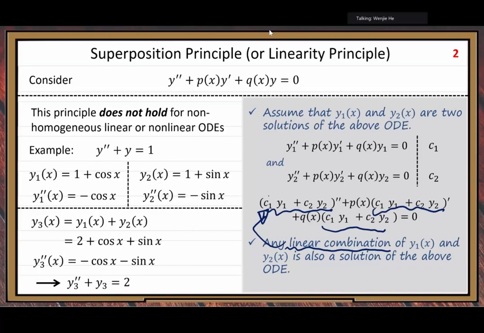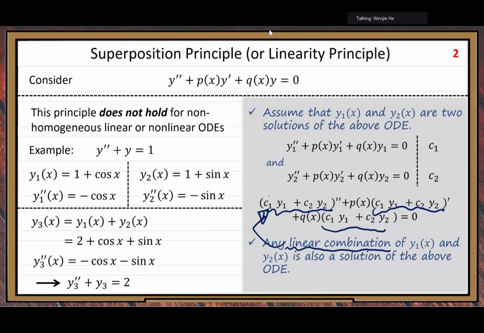And here you can see this solution is more general. Why? Because C1, C2 are 2 constants. We have freedom to choose C1, C2, more general. All right, so that's the linearity principle.